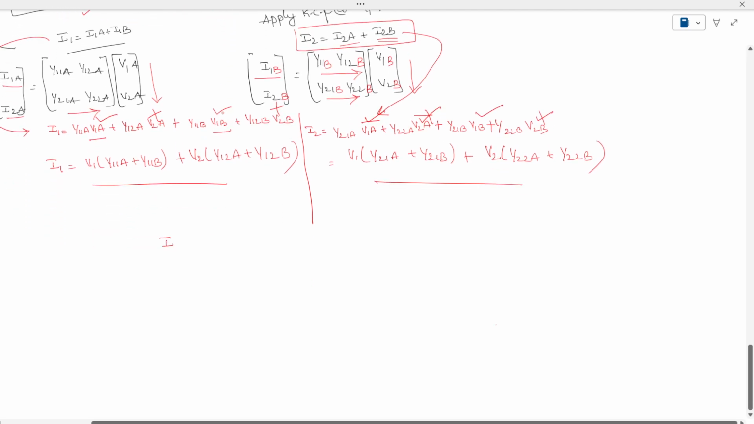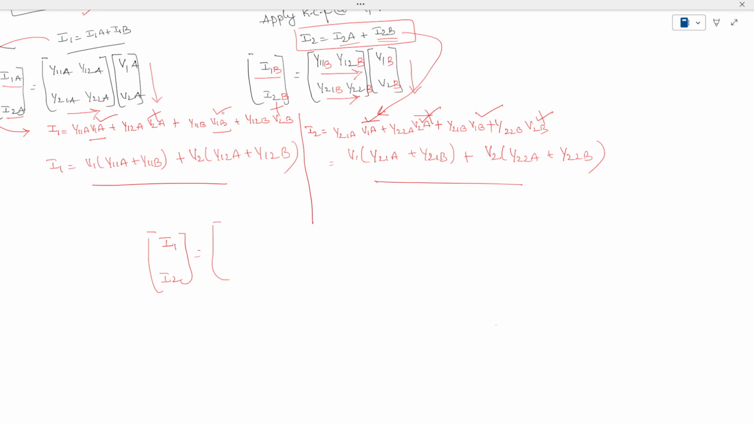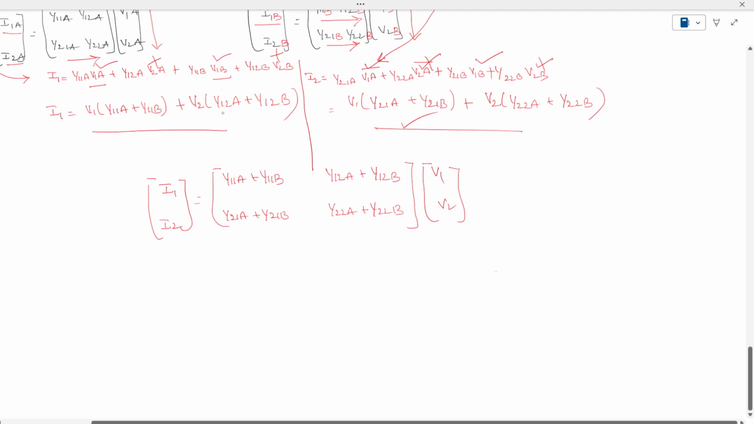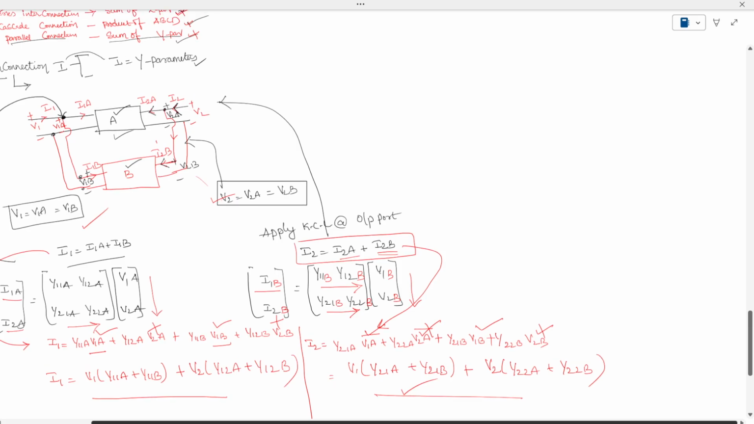When you write both equations in matrix form, I1, I2 is equal to Y11A plus Y11B, next Y12A plus Y12B, and this is I1 in terms of V1 and V2. So I2 is equal to Y21A plus Y21B, and here Y22A plus Y22B.